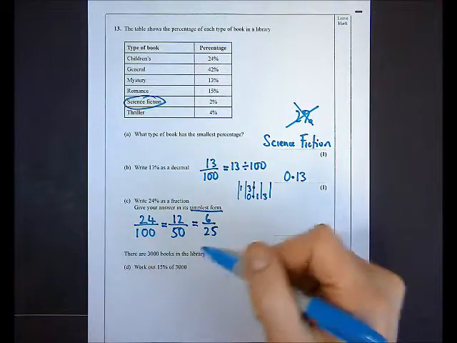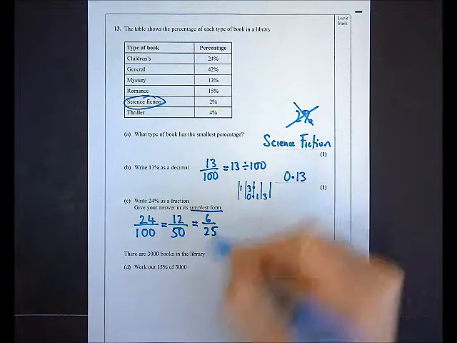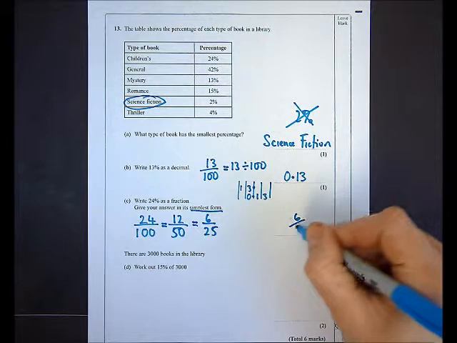And then I'm going to keep trying again. Can I divide this by 2? Yes, I can, but I can't divide this by 2 either. So I've got to then try the other numbers. So can I divide both of them by 3, 4, 5, and so on? None of them will divide, so my answer is going to be in its simplest form, 6 over 25.